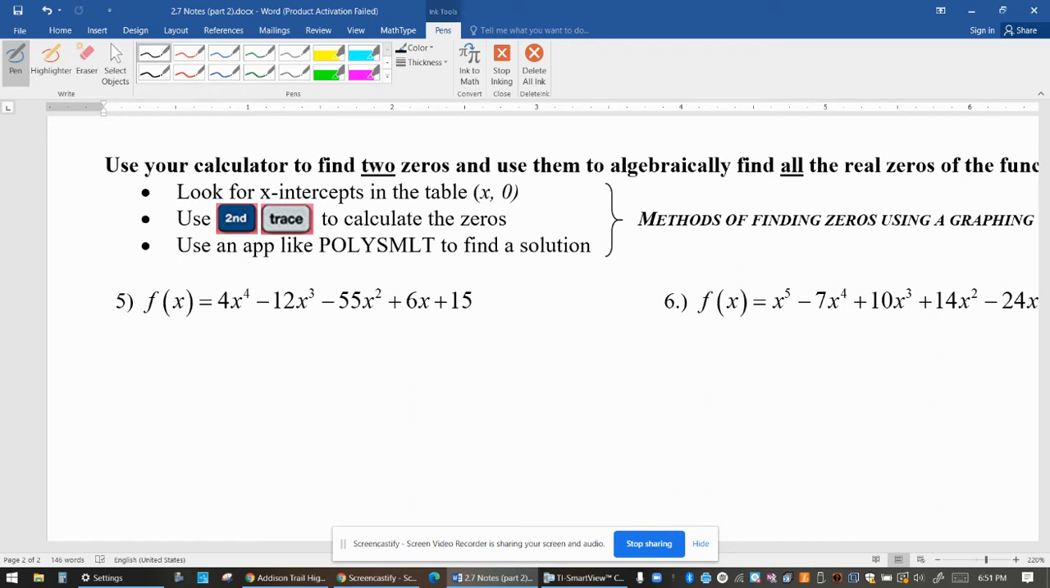All right, so go ahead and type in number 5 into your graphing calculator. For this one, I'm going to show you how to use the app PolySMLT to find a solution or a 0. So go ahead and type it in. Pause the video and push play when you're ready and you've got it typed in.